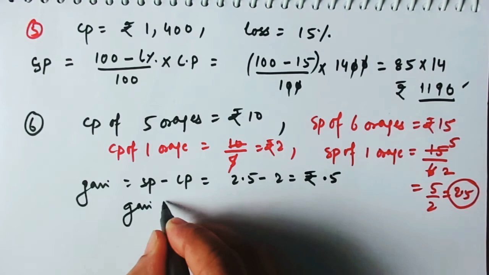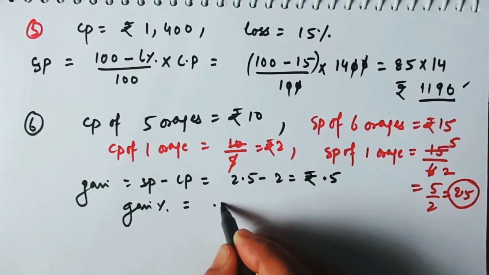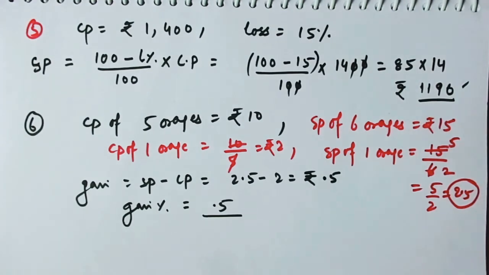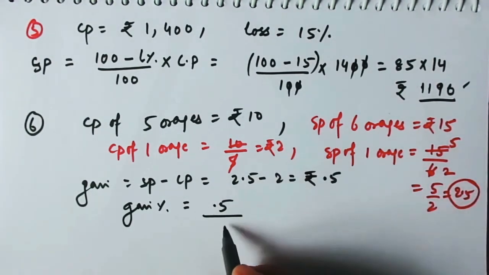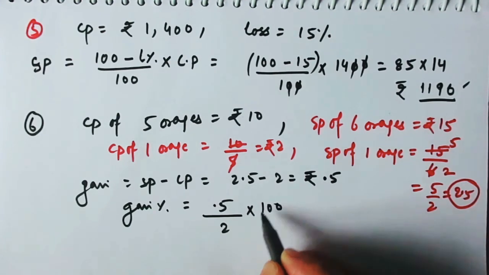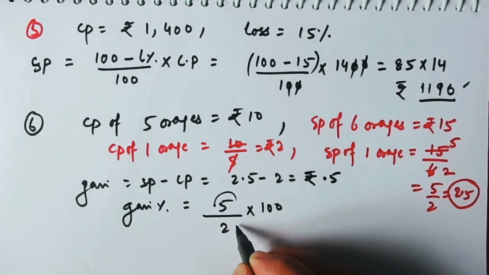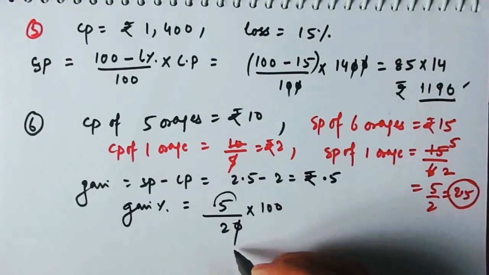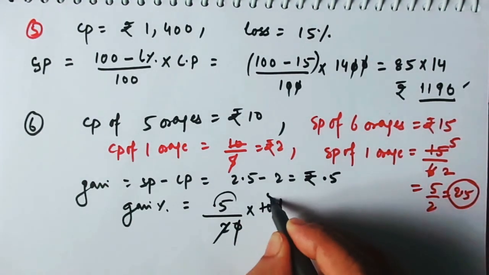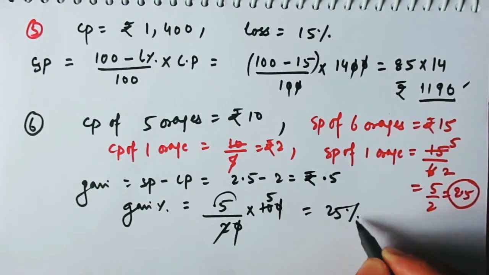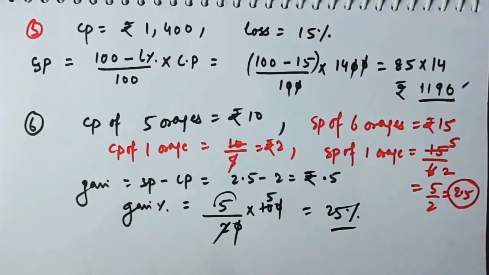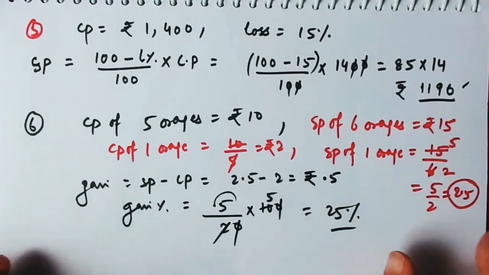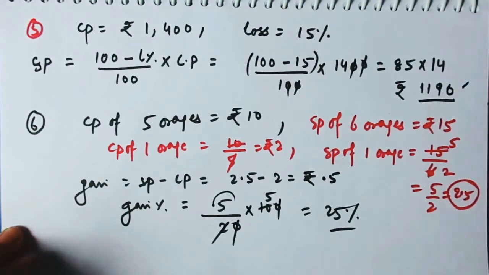So gain percent will be equal to gain by cost price. Where is the cost price? Cost price is 2. Gain by CP into 100. Why not remove the decimal? So have a look here. 2 5s are 10, equal to 25%. So the gain here was 25%. Yes or no? The gain here was how much percent? 25%. Moving on to number 8.